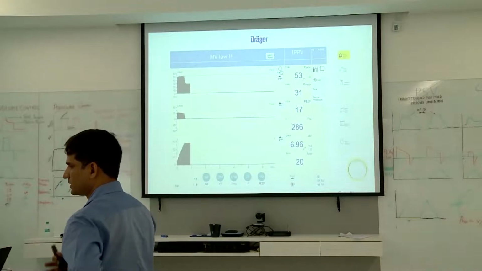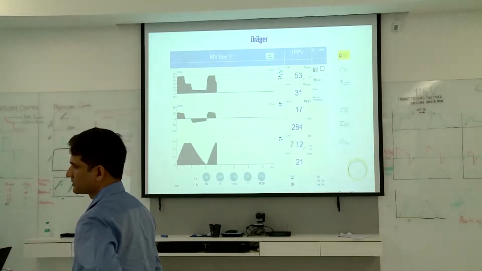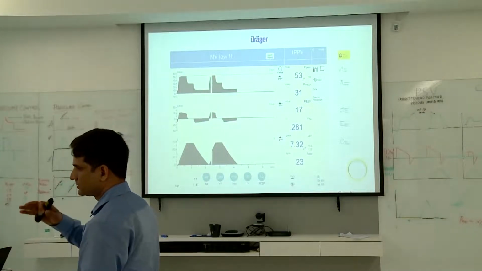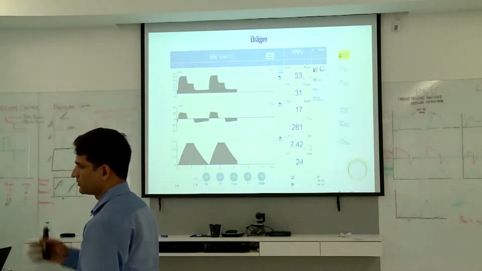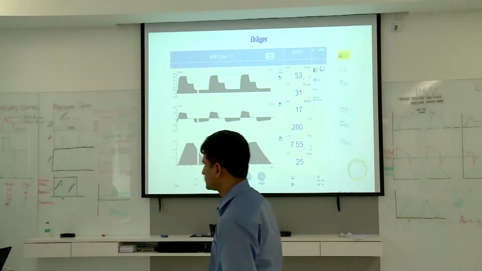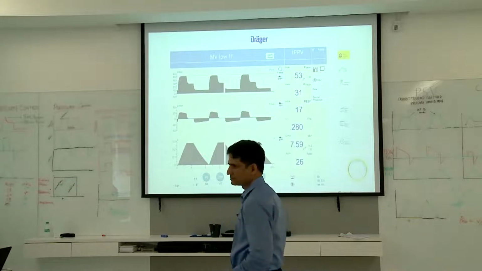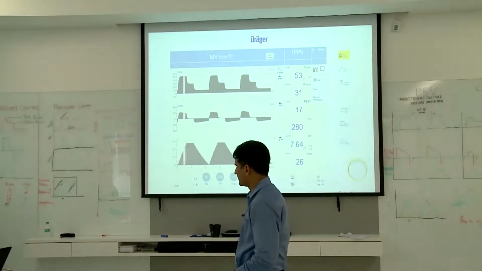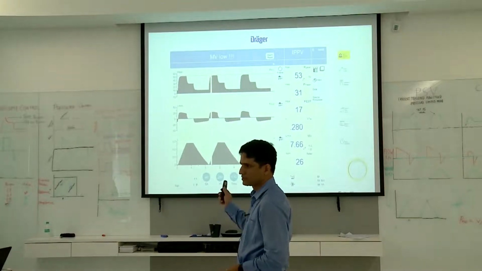Then we have to adopt some other strategies to reduce your plateau pressure, like prone ventilation, recruitment maneuvers, paralysis, sedation. All those things have to be done. Okay. So these are the two major things.